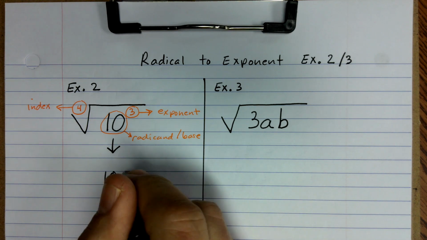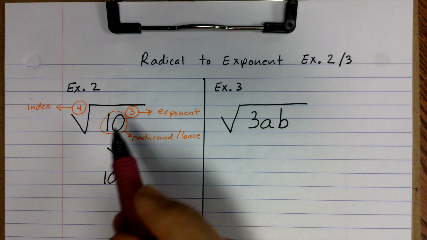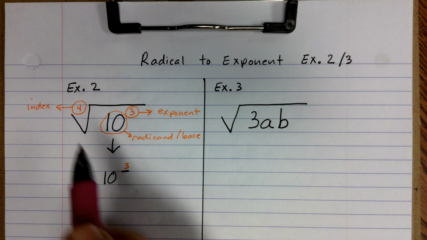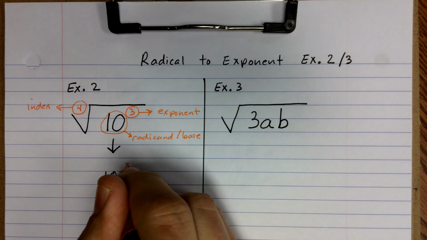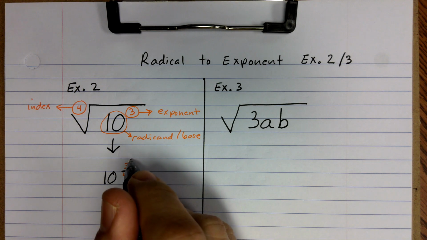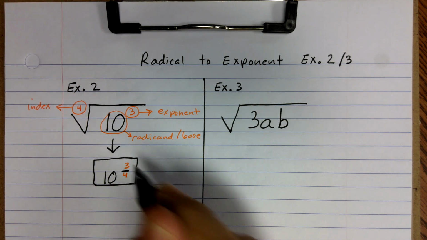And I am going to have a rational power. Remember that whenever we're writing it, the exponent of the radicand goes as our numerator for that rational power, and the index is our denominator. So if we're simply writing this as an exponent, this is our answer: 10 to the power of 3 over 4.